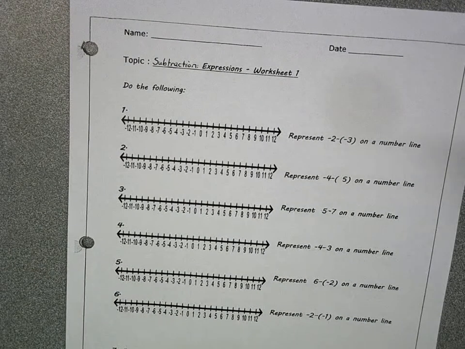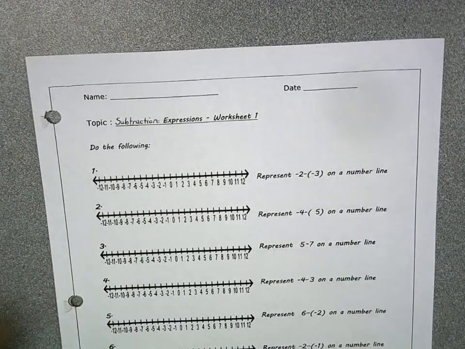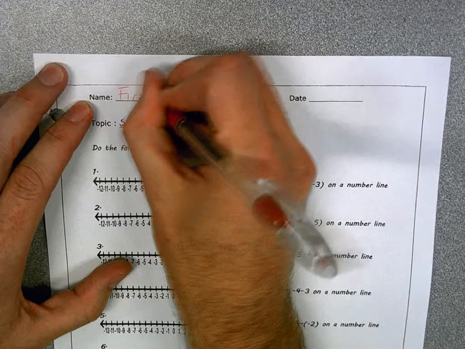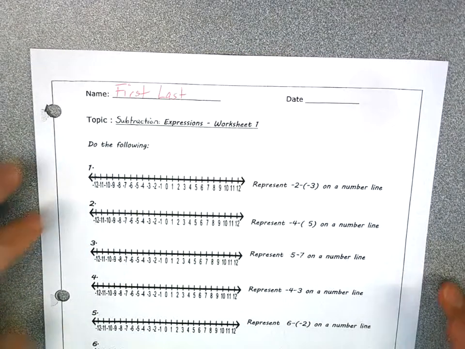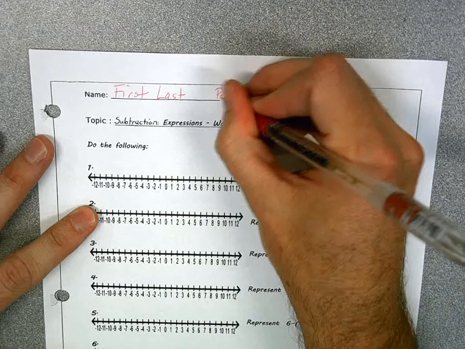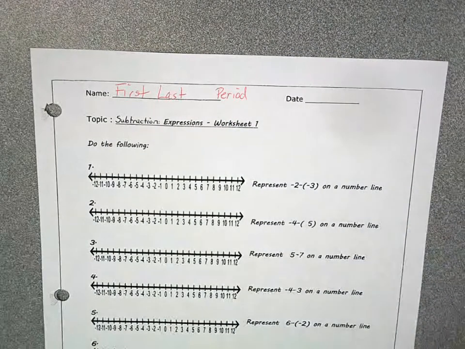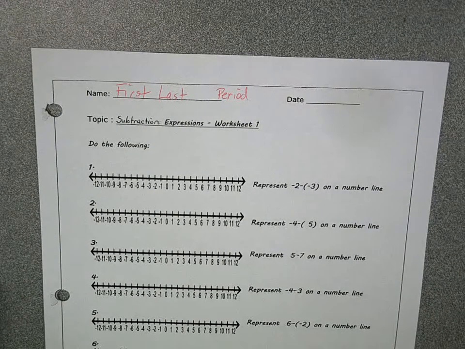All you have to do is go ahead and grab your homework that you got on your way in. Make sure you're on the worksheet one side to start with. First and last name up at the top. Go ahead and put your period, and then, of course, the date.